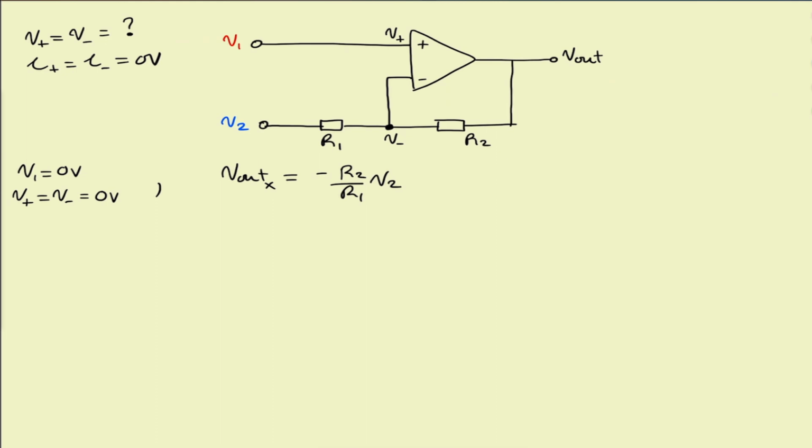If we then set V2 equals to 0 volts, V plus is now equal to V minus, which is now equal to V1, because here we can see V1 is directly connected to V plus. So the voltage at V plus is equal to V1. Now the expression for V out, and we're going to call that Y, is equal to R1 plus R2 over R1 times V1. And that is the output voltage of the non-inverting configuration op amp. If we add both of those together, we then get the expression for V out.